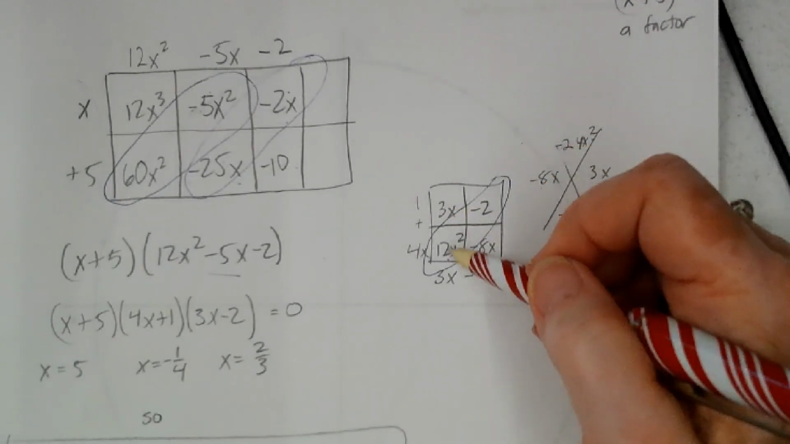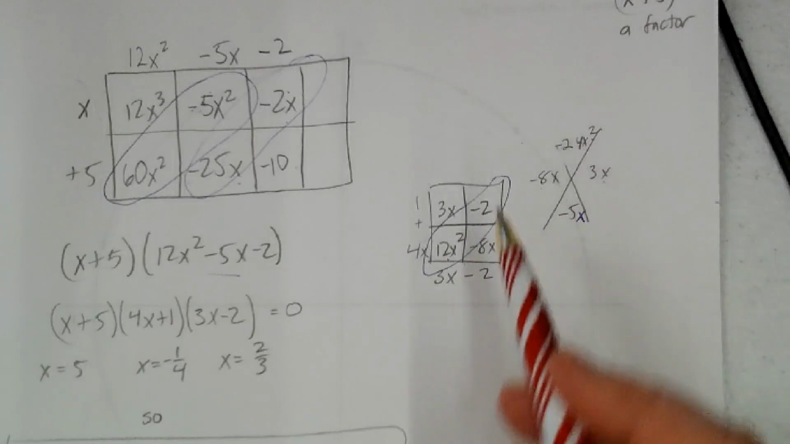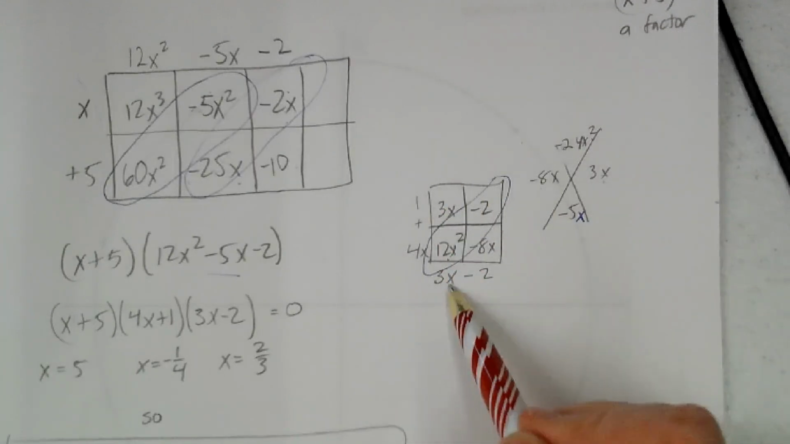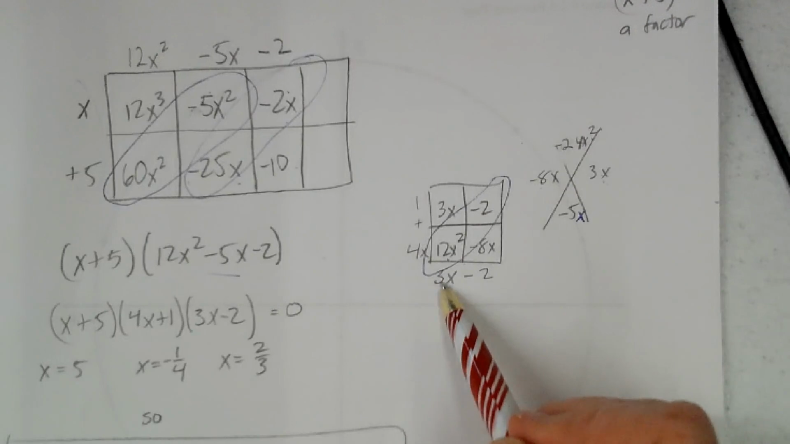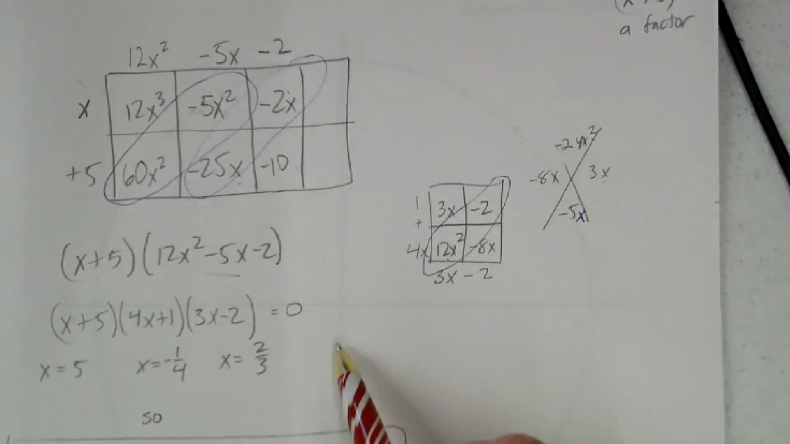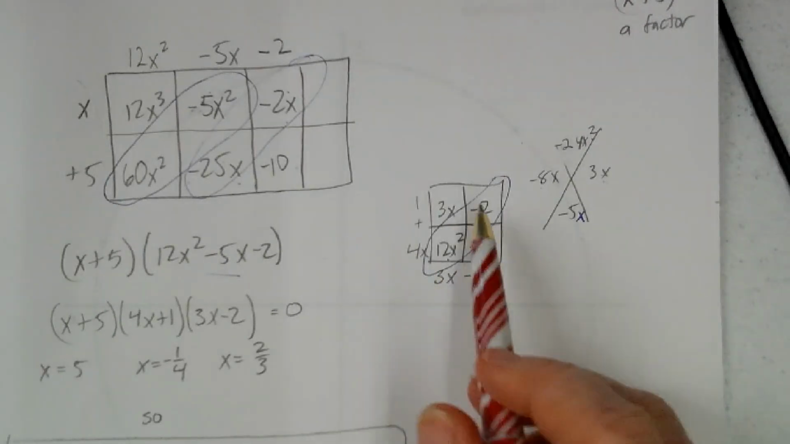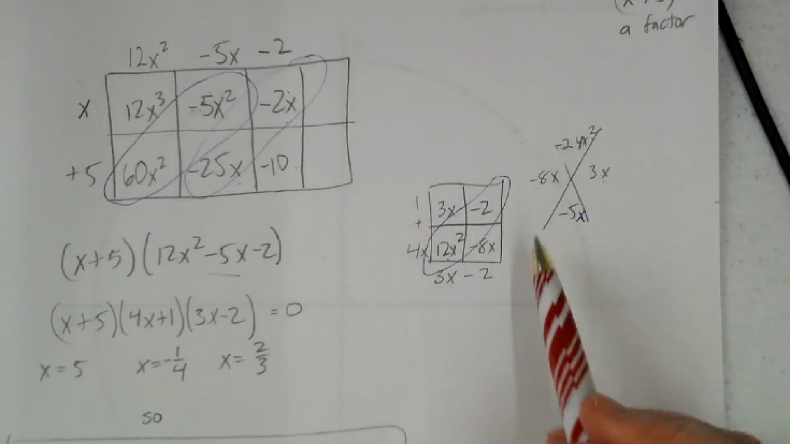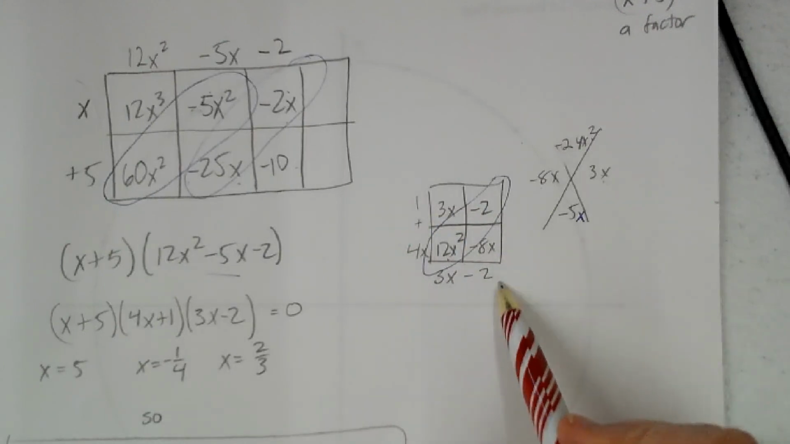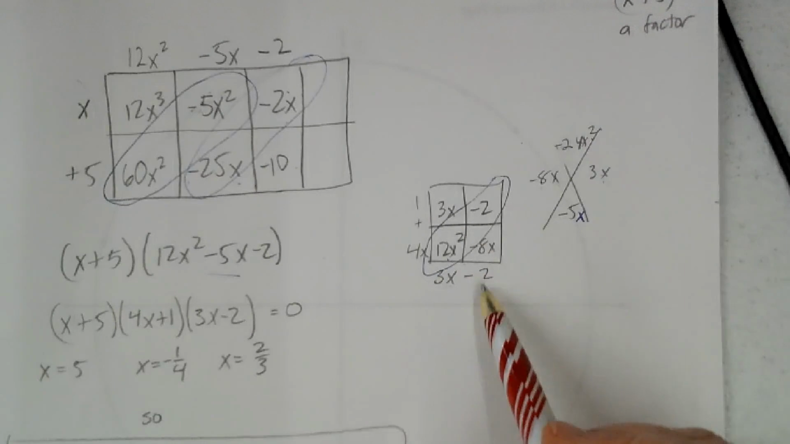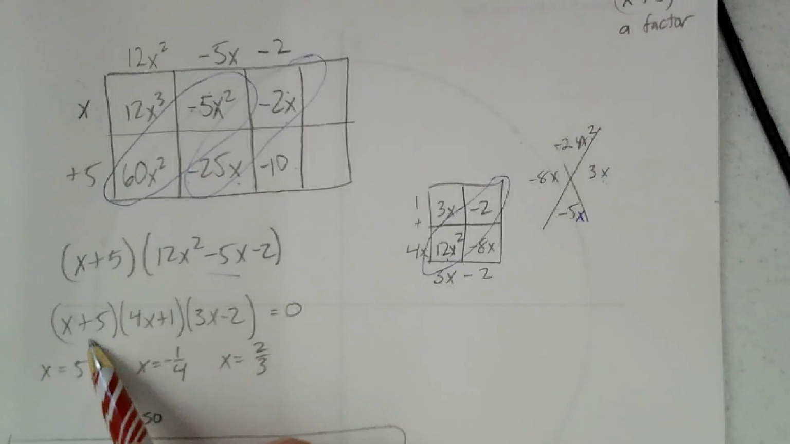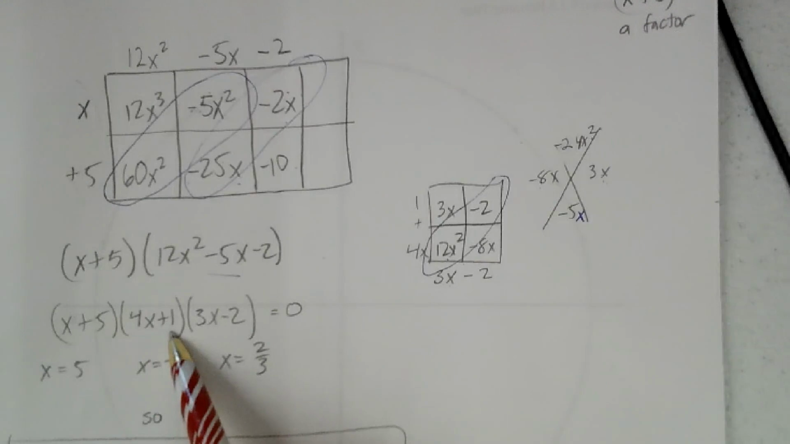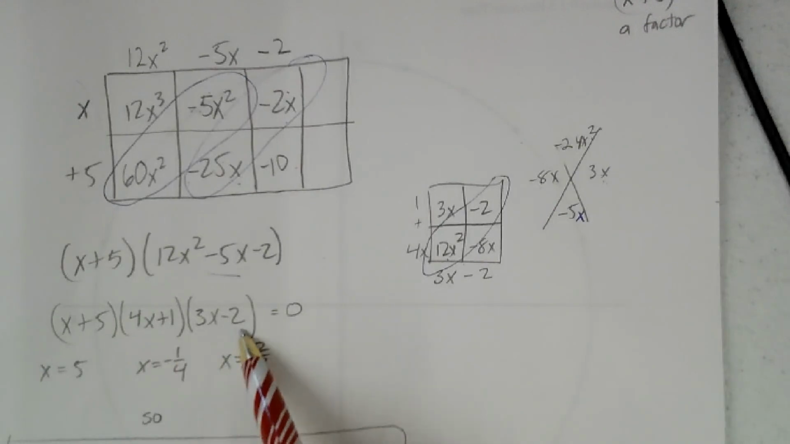And then you look here and you go, well, what can go into 12 and 3? Well, 3x. And then I'd have to multiply that by 4x to get the 12. And then that has to be a 1. So hopefully you know how to use the area model box. So this thing factors out. Now I've got my x + 5, but this quadratic factored into (4x + 1)(3x - 2).